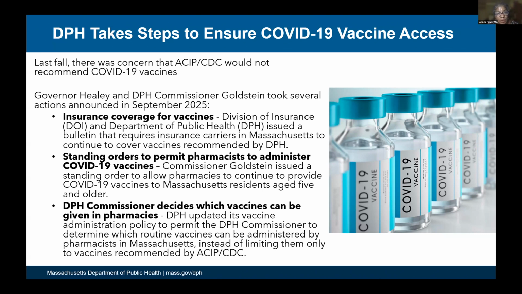There were also standing orders issued by Commissioner Goldstein to allow pharmacists to administer COVID-19 vaccines, because ACIP recommendations previously provided authorization for pharmacists to administer vaccines. If it wasn't recommended by the ACIP, the pharmacist wouldn't have that authorization, but Commissioner Goldstein stepped in and provided the standing orders. The third change was that Commissioner Goldstein updated the vaccine administration policy to permit the commissioner to decide which routine vaccines could be administered by pharmacists, rather than just limiting to the ACIP recommendations.